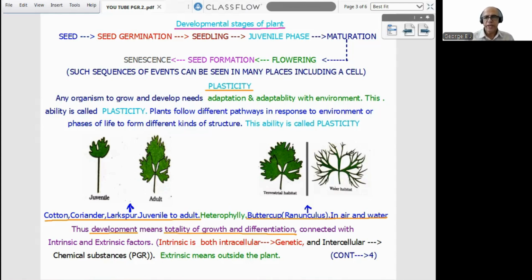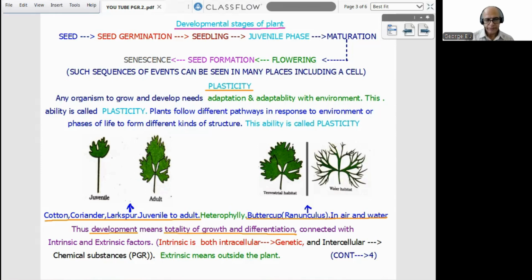Most basically, it means adaptation, adaptability to the situation connected with the environment. Survival, that is the basic meaning. And to show plasticity, NCERT has shown 2 sets of diagrams. First pair, second pair. First pair, it is labeled as juvenile and adult. Second item, they mark it as terrestrial habitat and aquatic or water habitat.